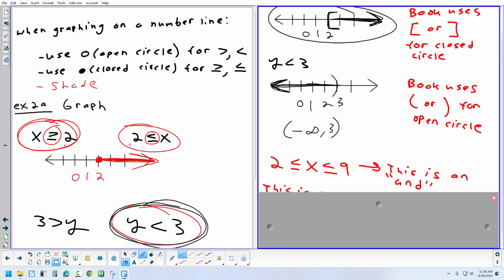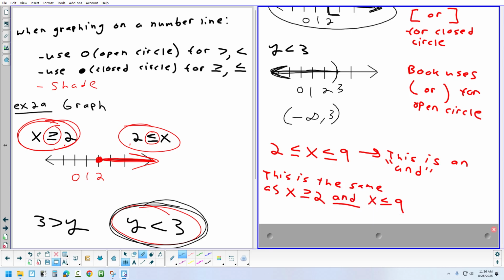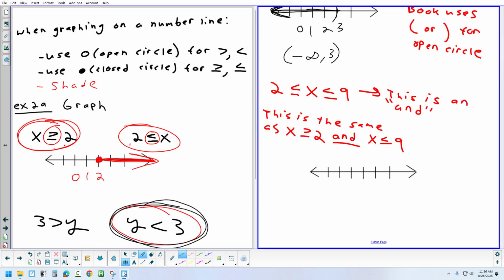Now, this is a compound inequality, and it's pronounced using the word and. In fact, the way you pronounce it is just like that. I usually start and I read from the middle. X is greater than or equal to 2, and x is less than or equal to 9. So if we want to graph something like that, we need 2 circles or brackets, parentheses, however you want to do it. Let's use circles.